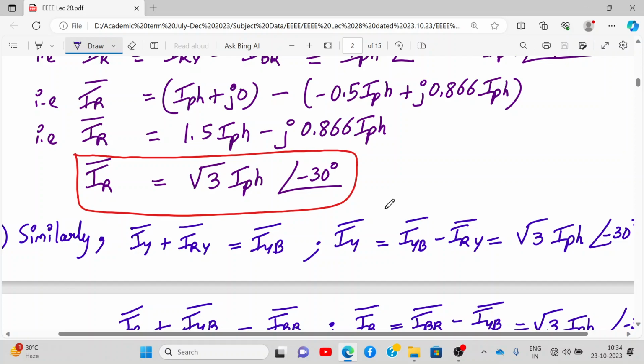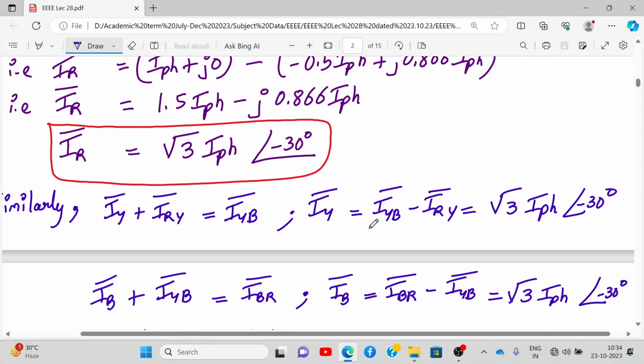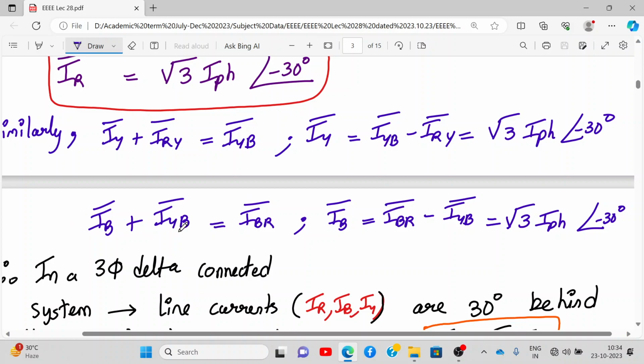Similarly, we can apply the KCL at the Y phase and B phase. You will get IY plus IRY is IYB. Okay, so IY will be IYB minus IRY. That will be again root 3 times I phase angle minus 30 degree. You can prove it. And IB plus IYB is equal to IBR. Again, you will apply KCL at phase B. So IB will be IBR minus IYB. That will be again root 3 times I phase angle minus 30 degree.